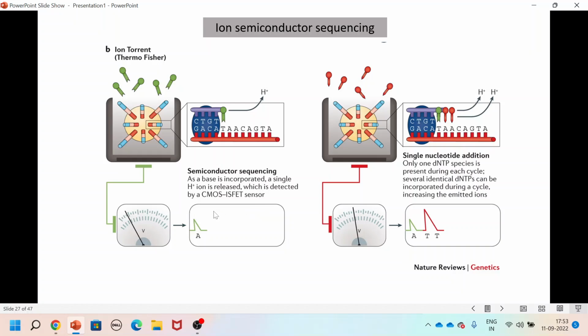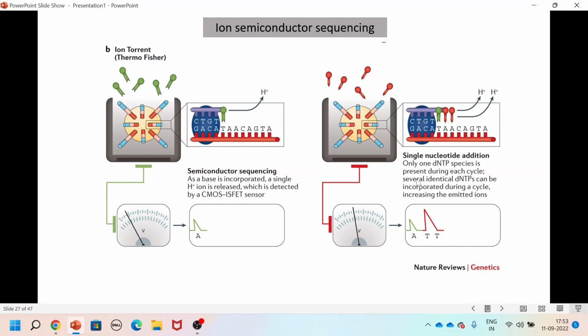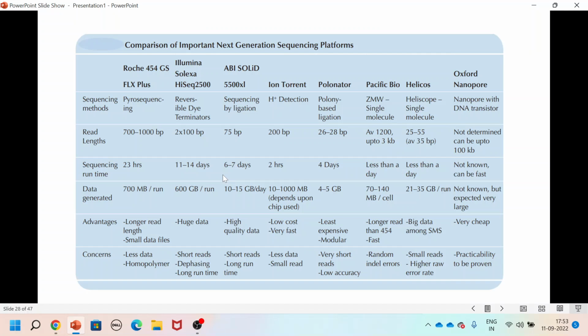So, after the detection of this H plus ion, which is released as a result of the incorporation of the bases, this will give us a signal, and depending on what nucleotide we have added, only one dNTP species we are adding during each cycle, as we did in the pyrosequencing method. And based on this, if the H plus ion is getting released, we can say that it is that particular nucleotide which is binding, and therefore leading to the ultimate sequence of the DNA.